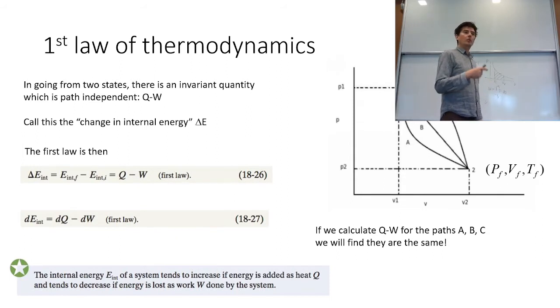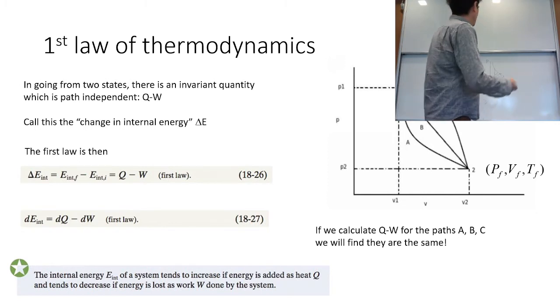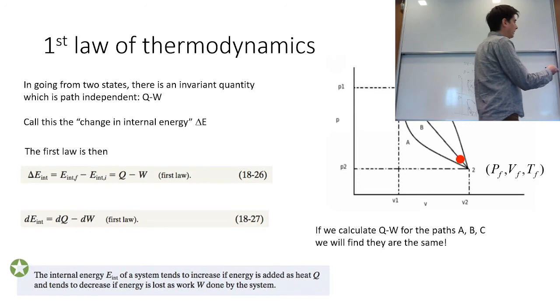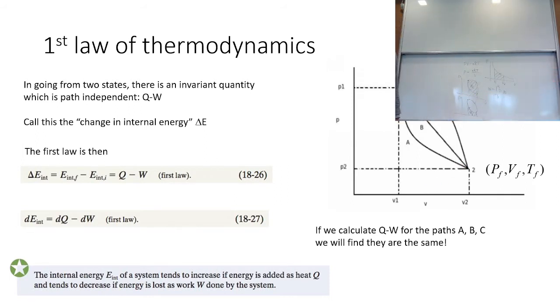Now, all these three paths will have different values of the work, obviously, right? In path A, the work is the area under the graph here, so that's that area there. For B, there's an extra bit here, because it's a larger area, and then C will have the largest area under the graph. So they all have different values of the work.